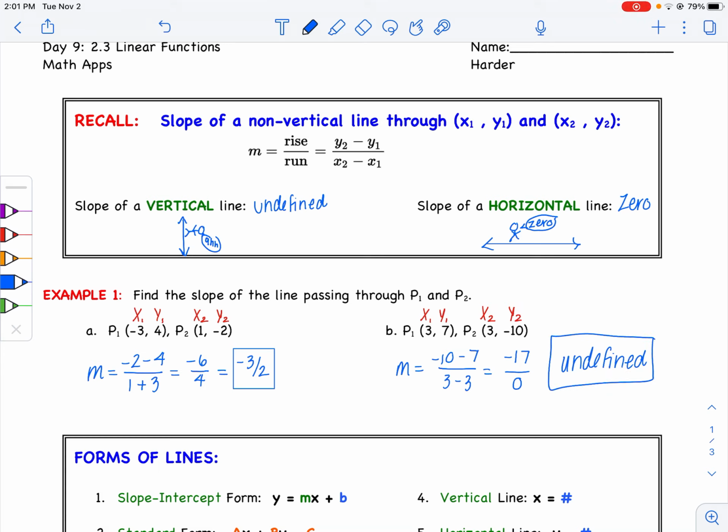If I were to graph it, you would see it would be a vertical line like right here, because they have the same x value. This one goes down 10, and this one is up 7. So it would be that vertical line, slope would be undefined.